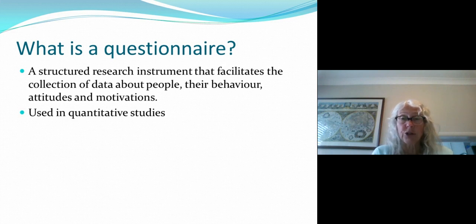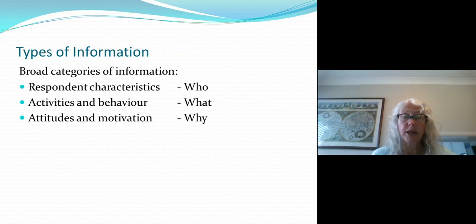So essentially it's a very structured research instrument, and it typically collects data about people, their behaviour, attitudes and motivations, but could include other materials. So the types of information we typically get are things about the respondent characteristics, so the people who've completed our questionnaire. Who are they? What age group are they? How much do they earn? What's their education level? All of these kinds of things. We quite often want to capture this kind of information about who's completed the questionnaire. If nothing else, we might want to compare it to national statistics or some other statistics we have to see how representative our sample is.